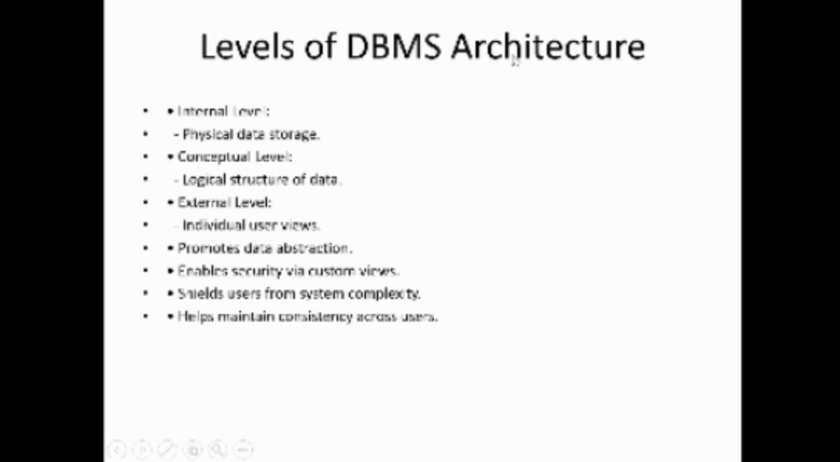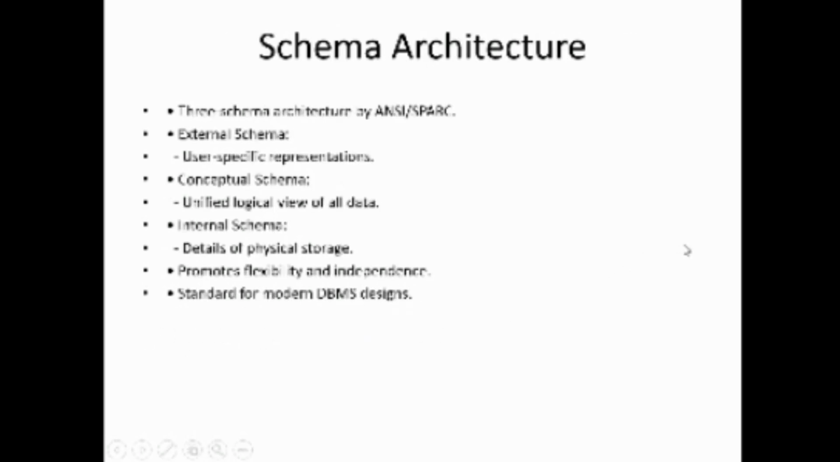Next, levels of DBMS architecture. So there are the internal level, conceptual level, and external level. The internal level is physical data storage. Then the conceptual level is logical data structure. Next, the external level is individual user views. It promotes data abstraction. It enables security via custom views. Next, it shields users from storage system complexity. Next, it helps maintain consistency across users.